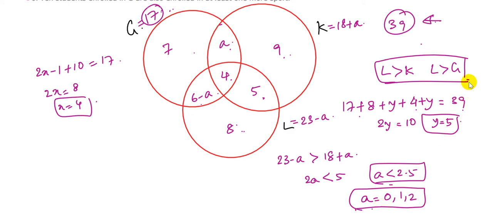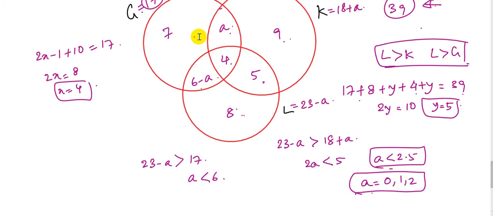The second condition is L is greater than g. That means 23 minus a is greater than 17. So that means a is less than 6. Now this is redundant because I already have a is less than 2.5. Clear? Is it clear? Yes, sir. Okay.